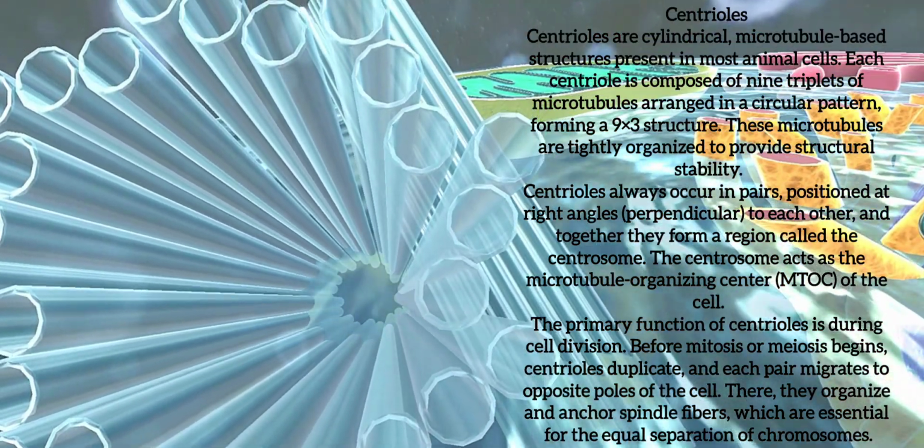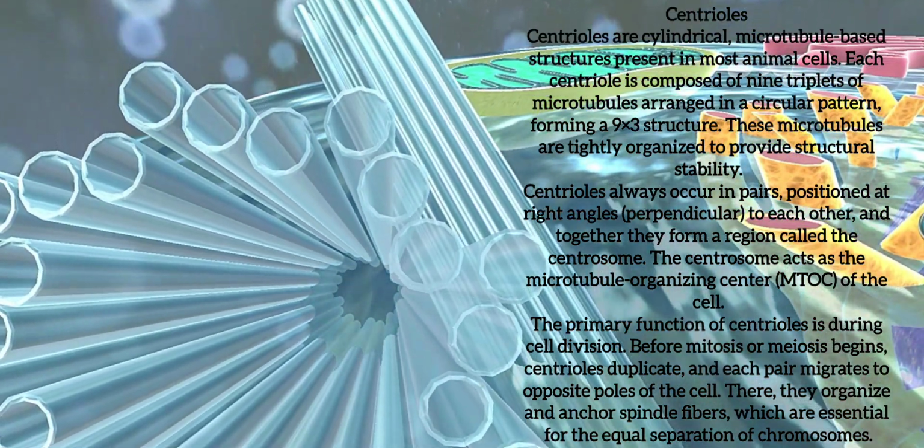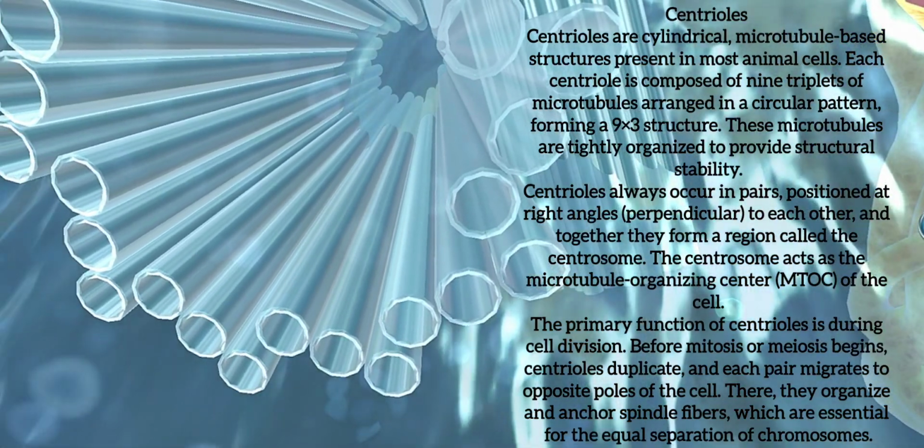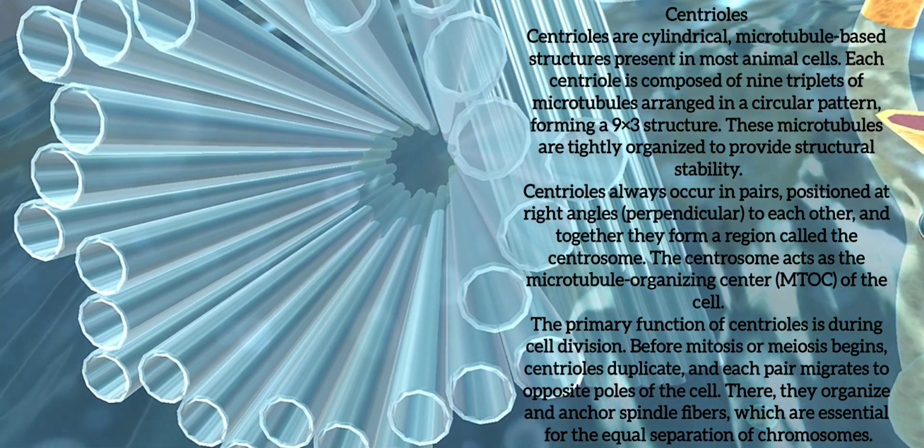The primary function of centrioles is during cell division. Before mitosis or meiosis begins, centrioles duplicate, and each pair migrates to opposite poles of the cell.